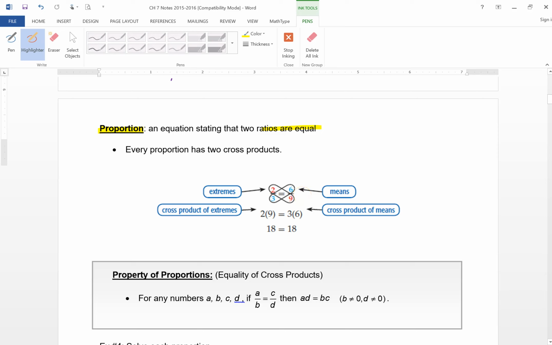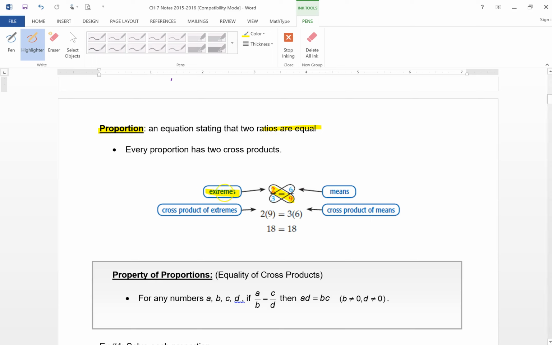Now, whenever you write a ratio, what you create are two cross products, okay? The first one here is called the extremes, all right? And they're the extremes because it's the first and the last, right? Because it starts with 2 over 3 equals 6 over 9. The 2 and the 9 are the ones on the outer edge if you read this proportion. Those are the extremes. The ones on the inside are the means. So you've got your means and your extremes.